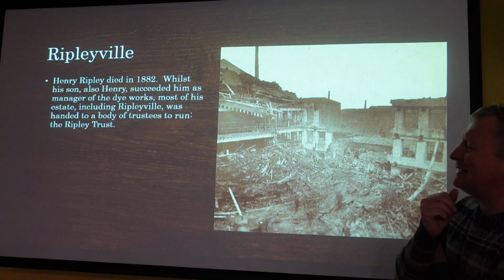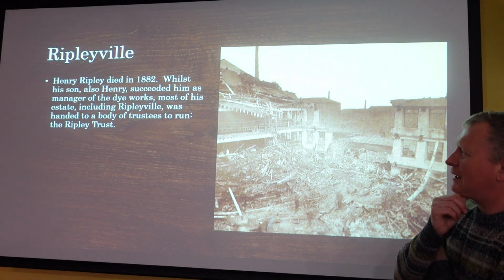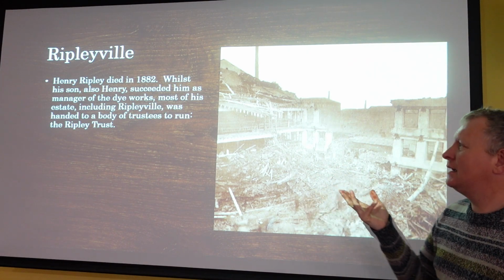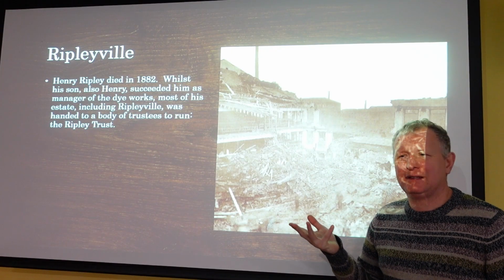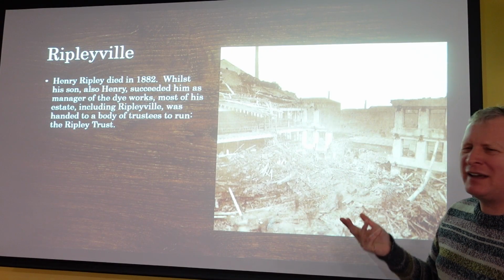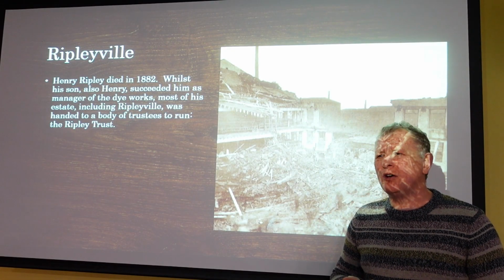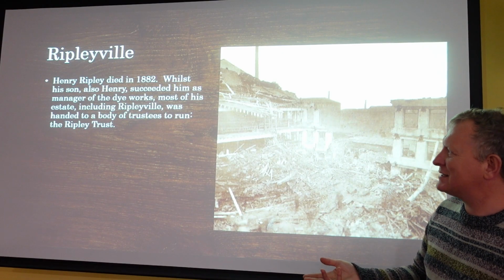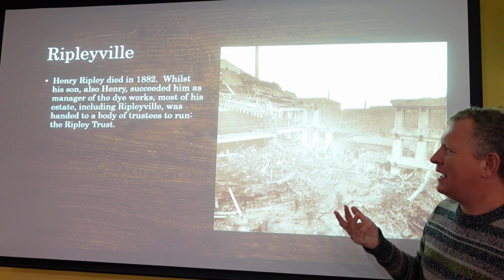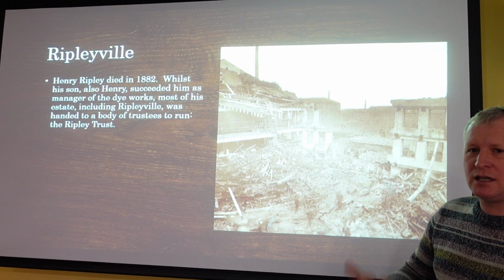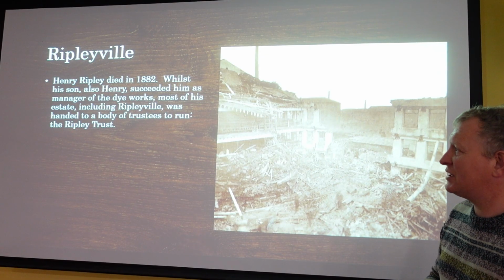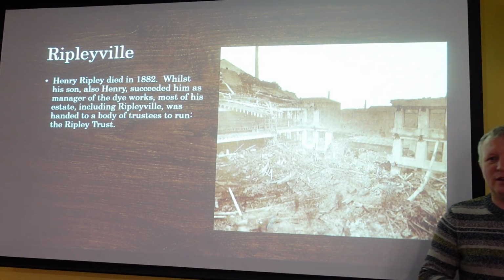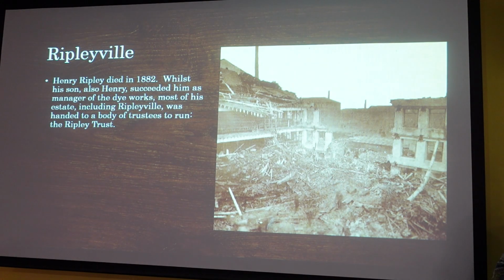Now, Henry Ripley died in 1882. His son, also Henry, I don't know why they couldn't think of another name, succeeded him. I found it really, really confusing. You know, were you talking about that Henry or that? So his son Henry succeeded him as the manager of the dye works, but most of his estate, which included the Ripleyville model village, was handed to a trust. There was a body of trustees called the Ripley Trust that then took on their management.